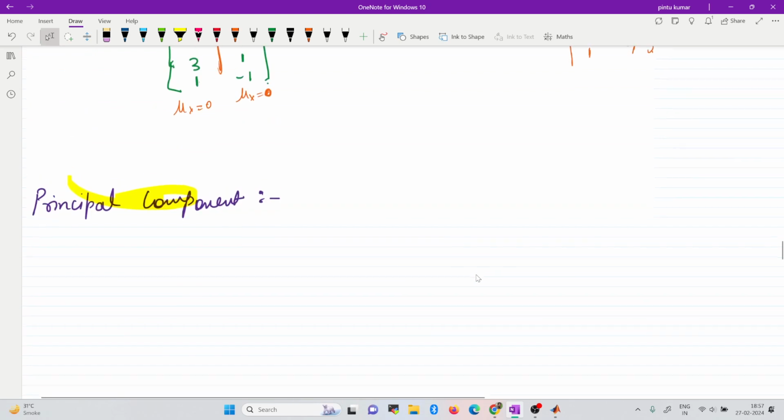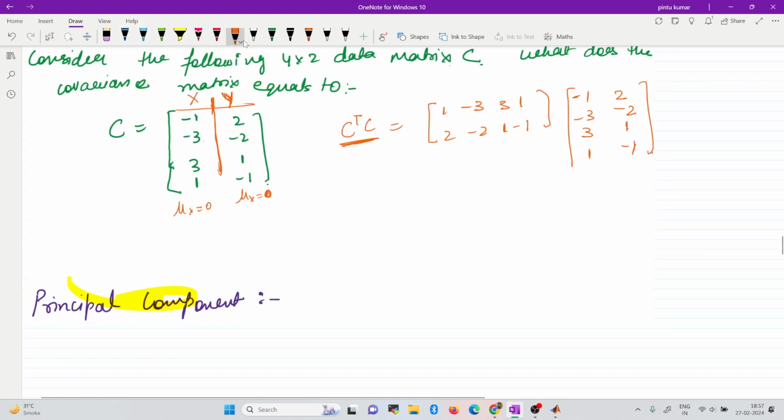Sorry, I don't know why it is not shifting downward, but just ignore it for the time being. Okay, so what is this? So this would be 1. Okay, so this should be minus 1 over here also, right? This should be minus 1 into minus 1 plus minus 3 into minus 3 plus 3 into 3 plus 1 into 1. Okay, this is the first position.